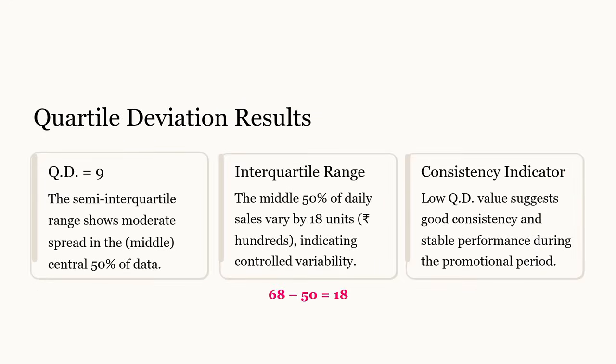The interquartile value, that is Q3 minus Q1, is 18, that is 68 minus 50. That indicates the middle value in the given data set, that is between Q1 and Q3, that ranges between 18, which is also small, indicating that the data is less varied, more controlled and hence reliable.